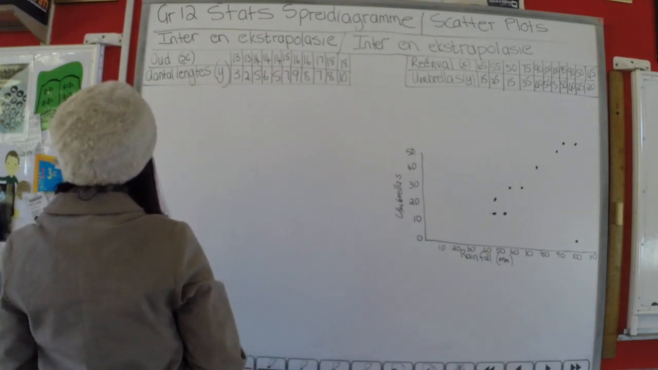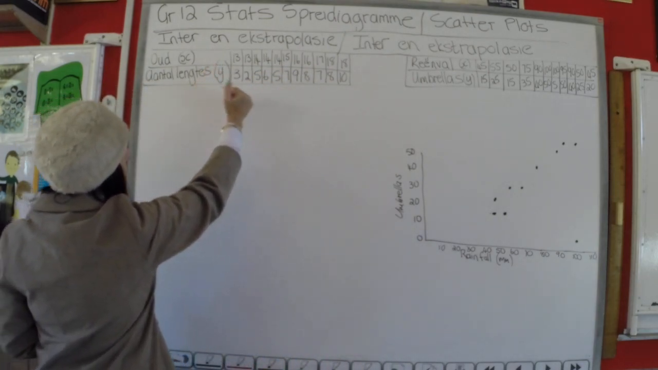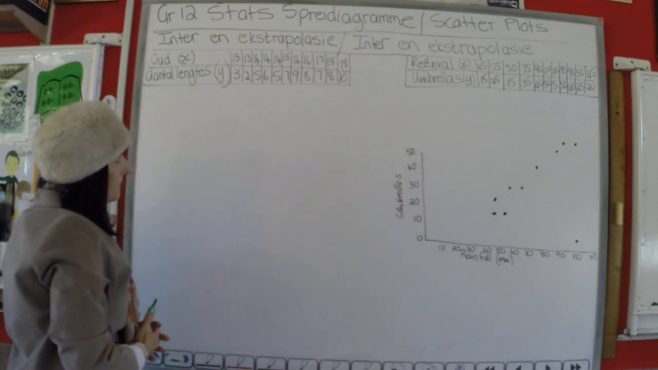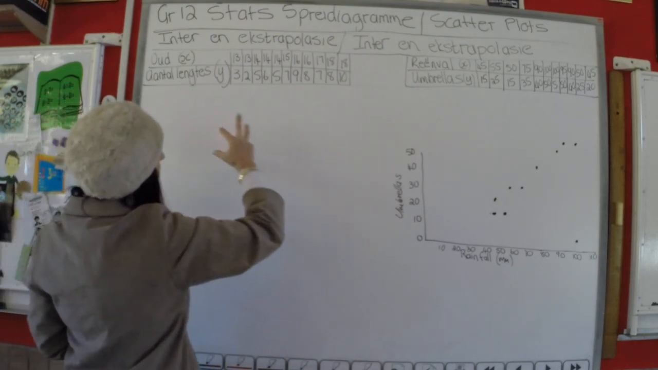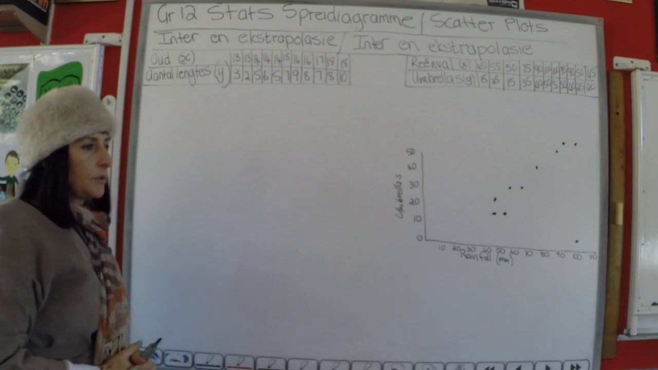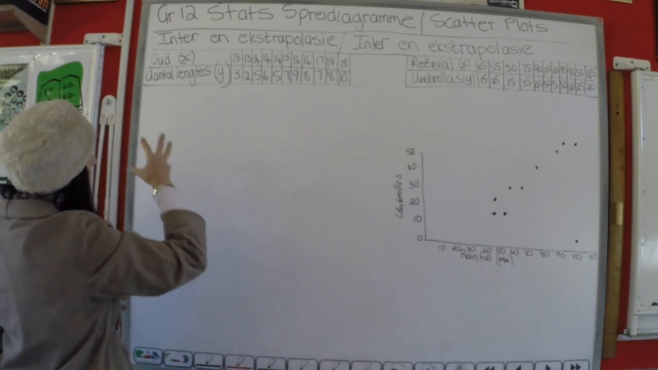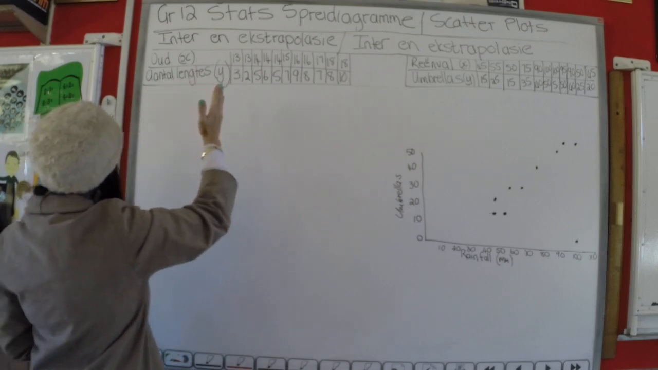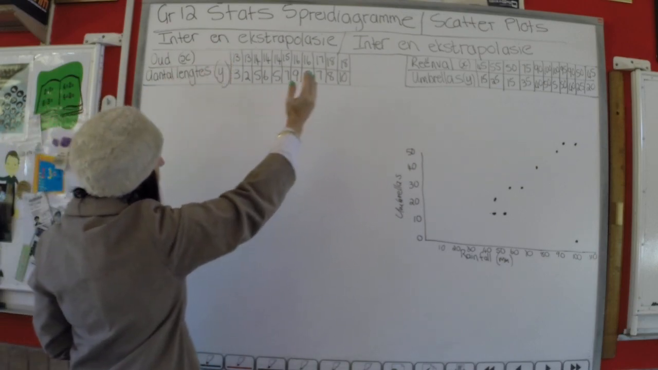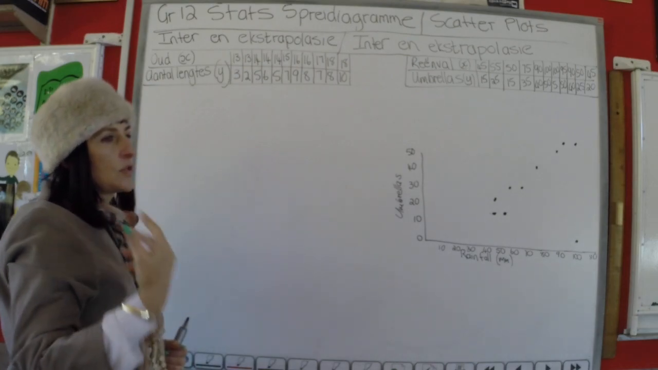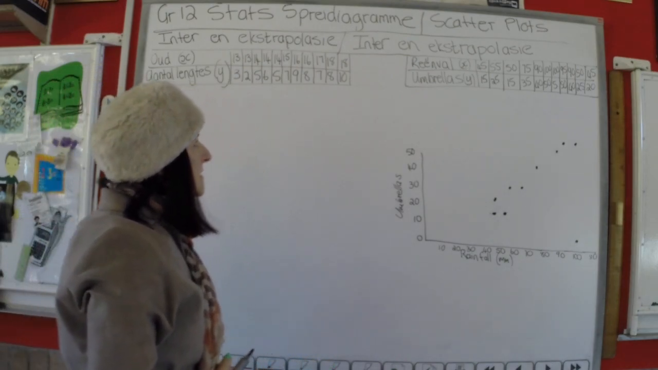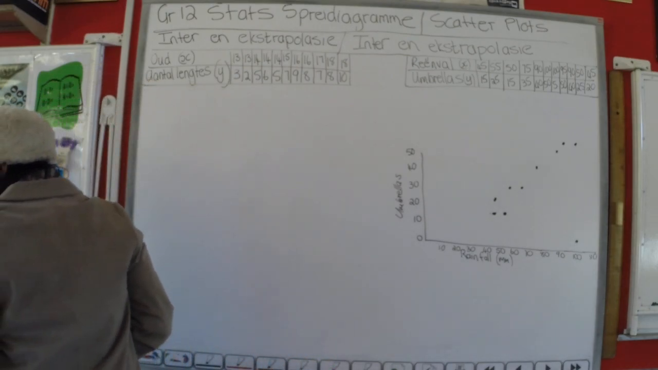Wanneer ek binne my kleinste x-waarde en my grootste x-waarde die y-waarde moet bepaal, dan noem ek dit interpolasie. When I've got to determine in the interval from the smallest x value to the biggest x value the y value, then it's interpolation.